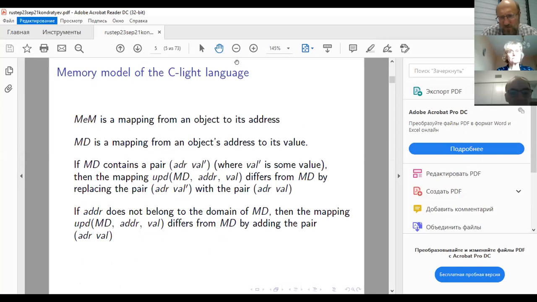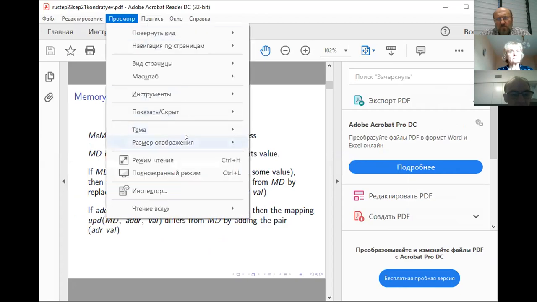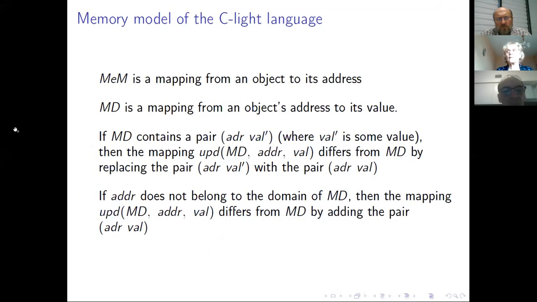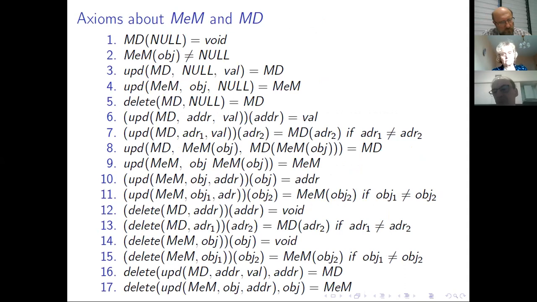Okay, mem is a map from an object to its address. MD is a mapping from object's address to values. Okay, I understand this, since you use them. Okay, I understand that the combination of two maps may give the value of an object. But I think that variables are never used differently than as their address, right? So you could equate them to the address. Or is there a situation where they could be not equal to the address?